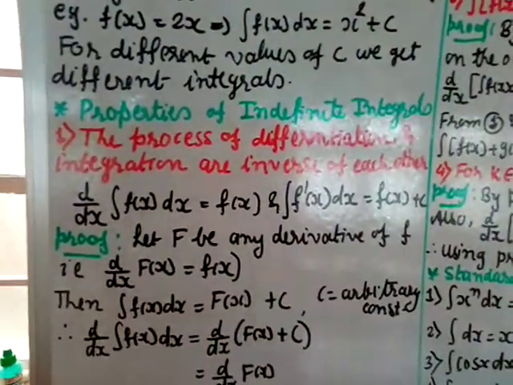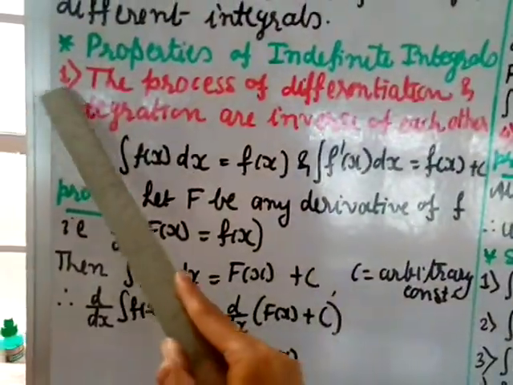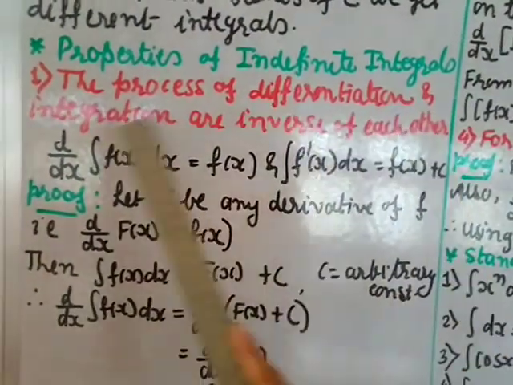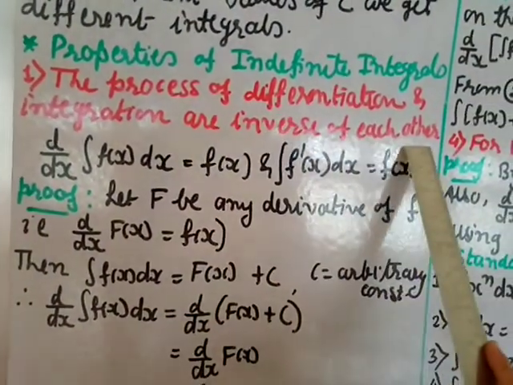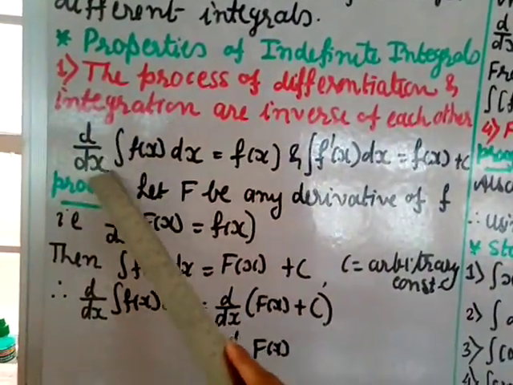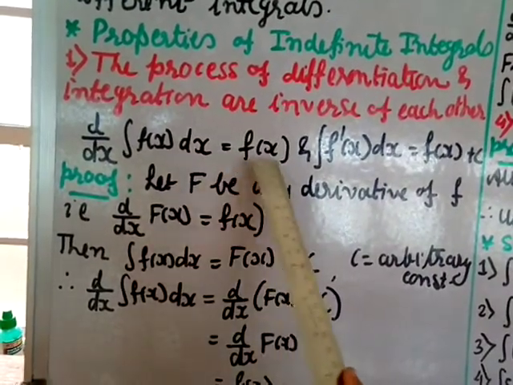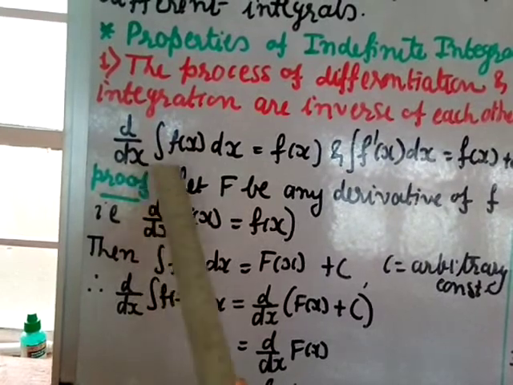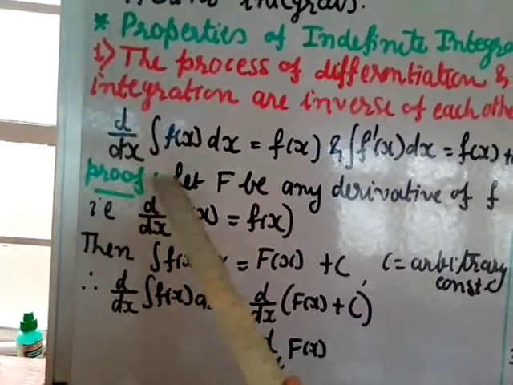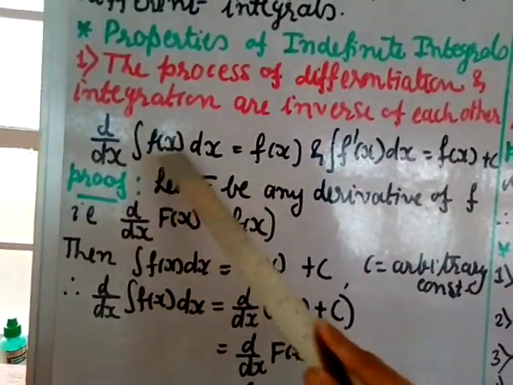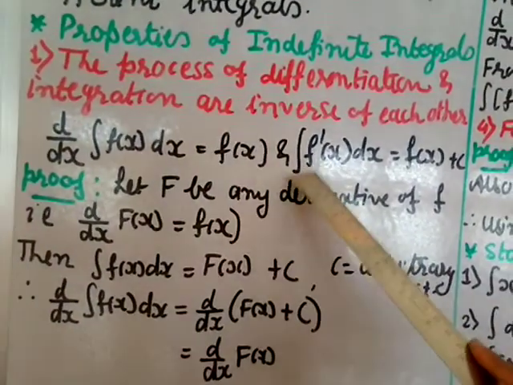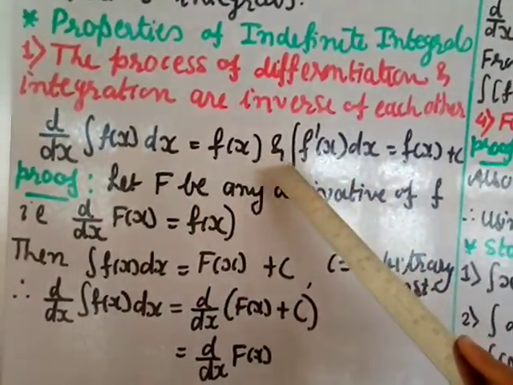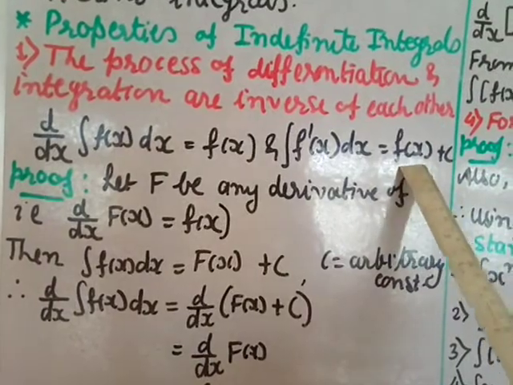Next we have the properties of indefinite integral. Number 1. The processes of differentiation and integration are inverse of each other. That means d by dx of integral f(x) dx is equal to f(x). That means they are inverse of each other, or you can say they cancel each other. And instead of f(x), I'll take a derivative first. So f dash x is a derivative, and I find the integral of that, then also I'll get f(x) plus c.